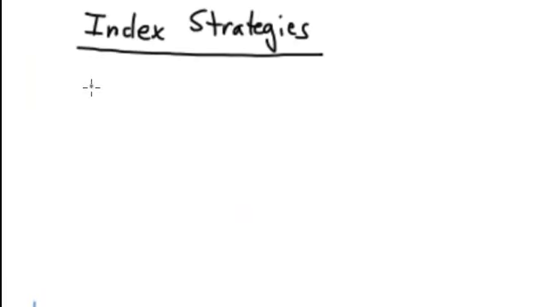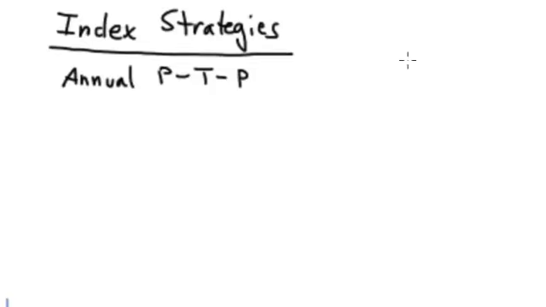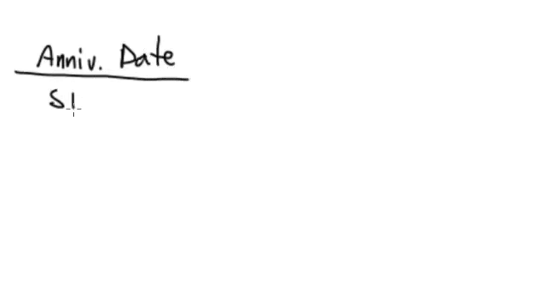So the first strategy is annual point to point. So we always start off with an anniversary date, and we'll use the S&P 500. You can use different indexes. We'll use the S&P 500. Let's say it starts off at 1,000.